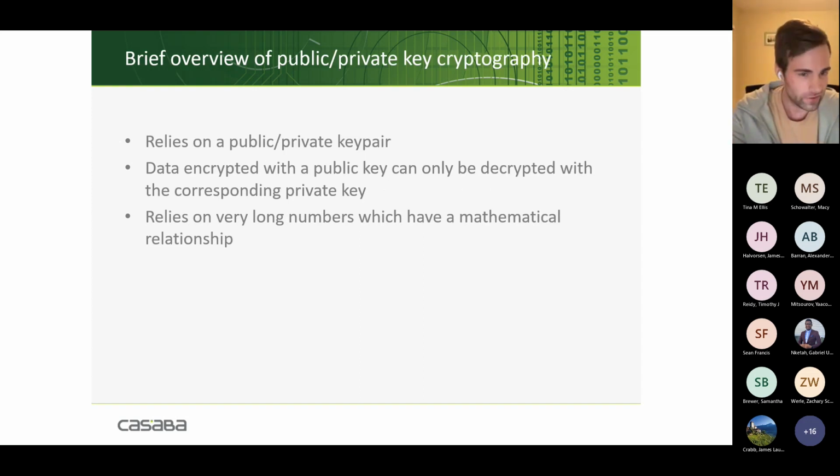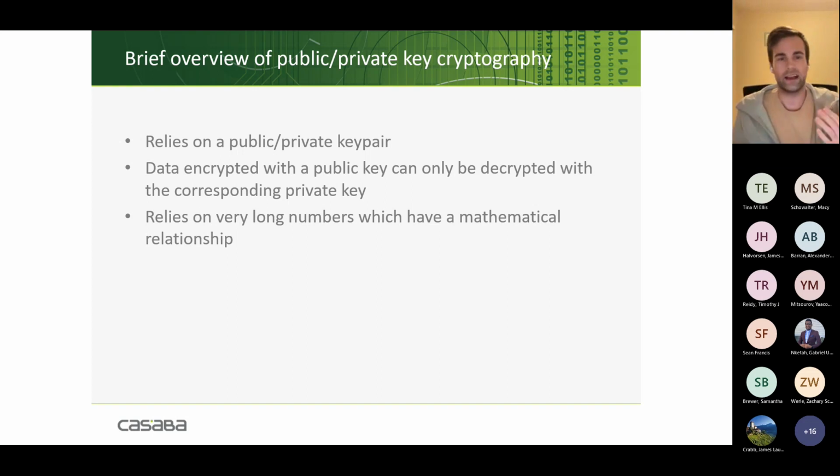Some of us are probably really familiar with public-private key cryptography, and some of us may not be. It's also known as asymmetric encryption. I'm just going to go super briefly over it. As implied by the name, it relies on a public-private key pair. Data that is encrypted with the public key can only be decrypted with the corresponding private key and vice versa. Really what this relies on is very long numbers with a mathematical relationship, which are too complicated to solve without extremely intensive computing power. Bringing in quantum computing or something like that makes it a lot easier. But ultimately, that is what it relies on.